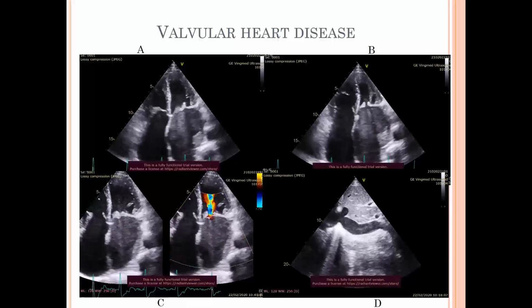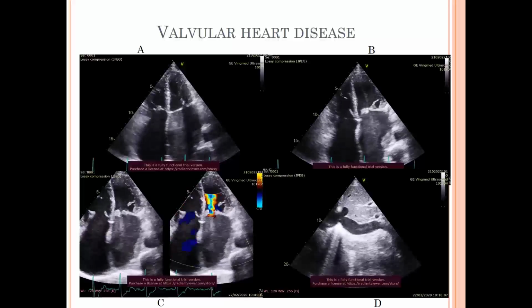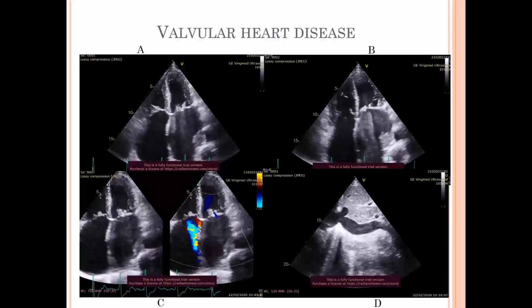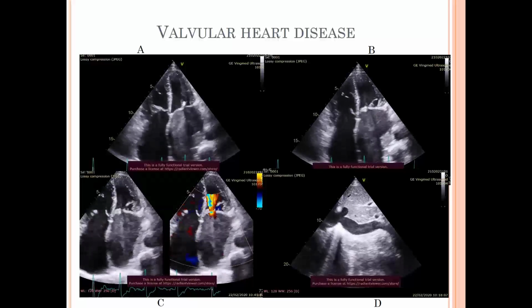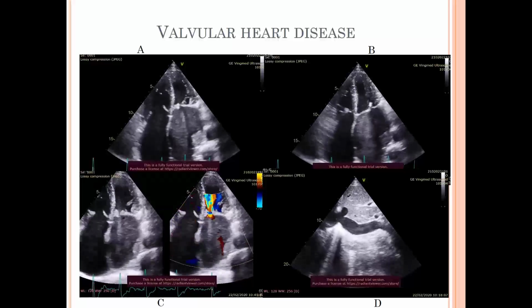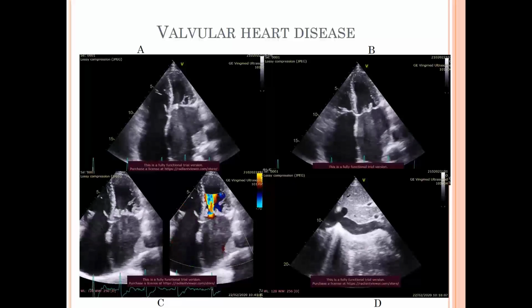Let's look at the right side. Dilated right ventricle. Even by eyeballing, you can see it's larger than the left ventricle. Impaired RV function. And again, the interatrial septum is bulging towards the right side.